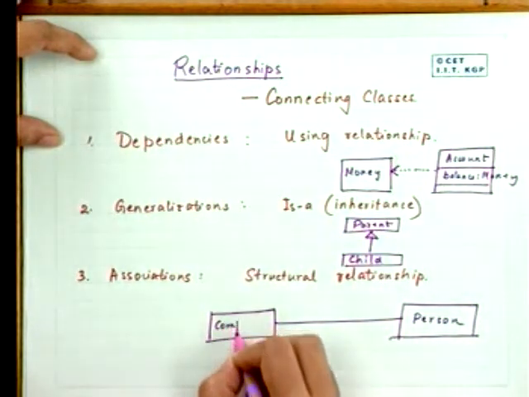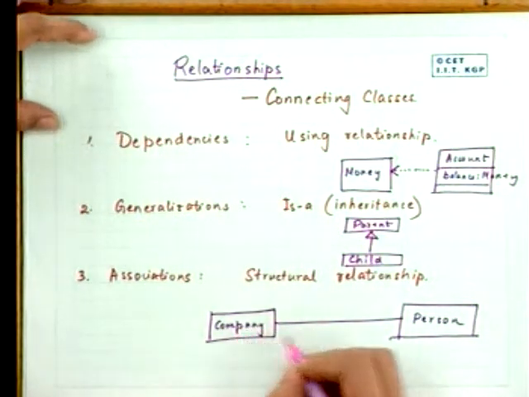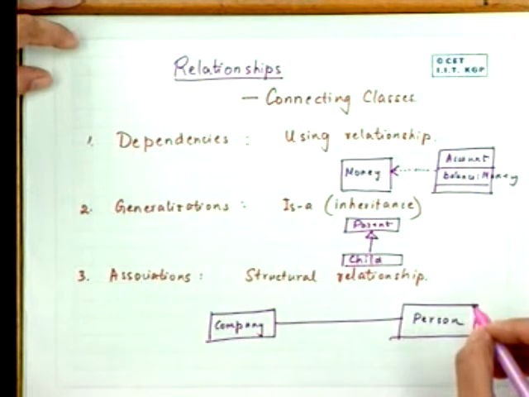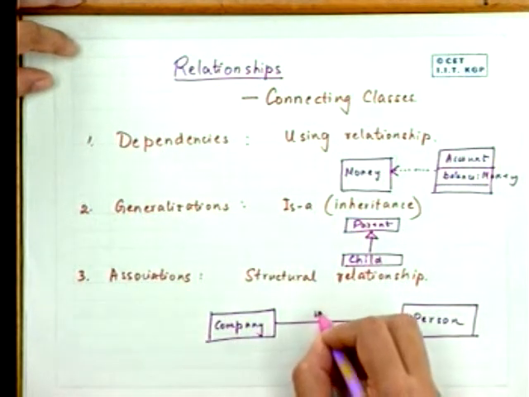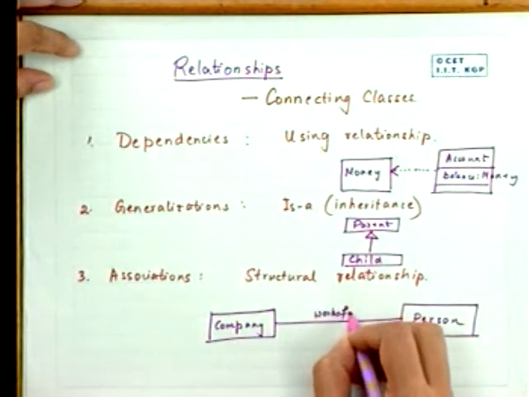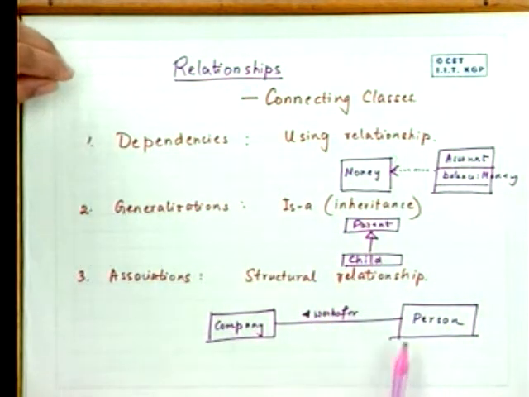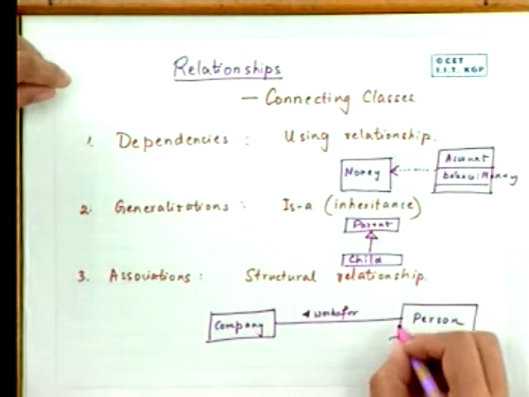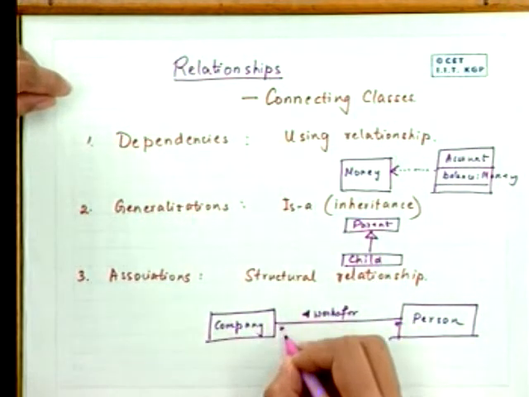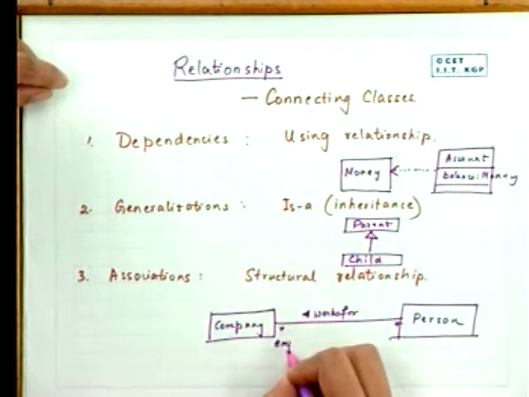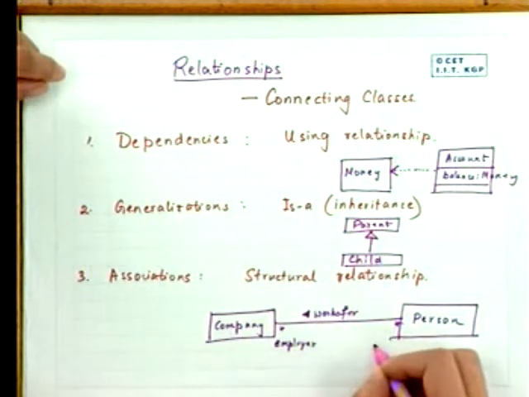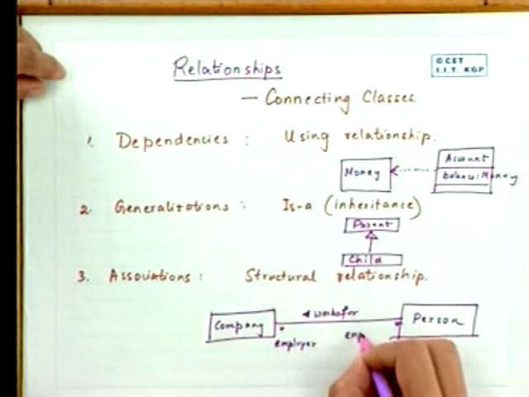Suppose we have these two objects, company and person, and the person works for company. We can have the works for association from the person to the company. And the company is the employer, the person is the employee.